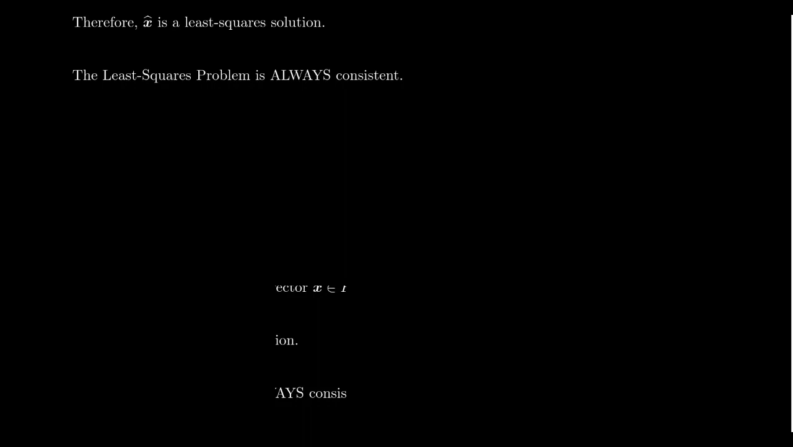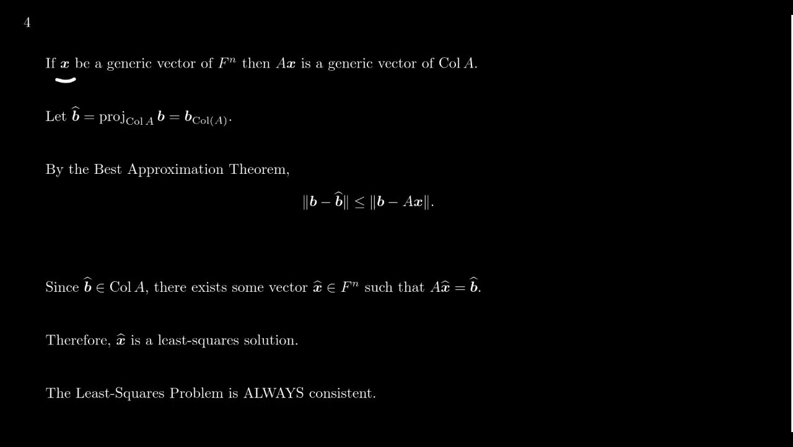But what's useful for us is that when the linear problem is inconsistent, the least squares problem can still provide us an approximate solution. What I mean by that is the following. Take a generic vector X inside of F^n. So this is kind of like a variable. It's just generic. We have no specification on it.